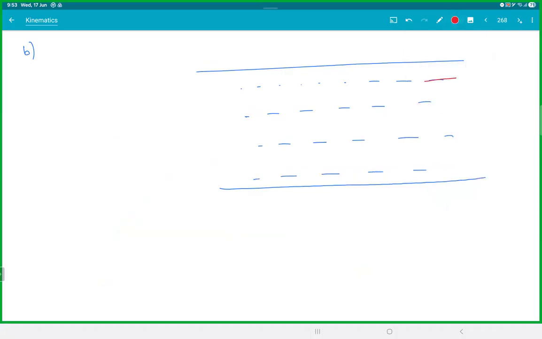The river is flowing with 20 meters per second. You have a boat. The boat is going with 10 meters per second. So the boat moves with 10 meters per second in still water. So this is the velocity of the boat in still water, 10, and you're trying to go straight, but you won't go straight.